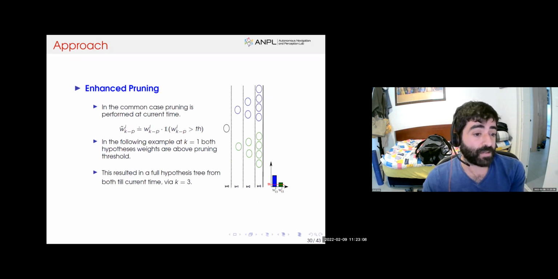The second aspect that we would like to talk about is enhanced pruning. In the regular case, pruning takes place by comparing the current weight with a given threshold. If the weight value is below this threshold, these hypotheses are pruned. As we see in the example here on the right, at k equals 1, all hypothesis values are above the given threshold. Therefore, a full spanning tree is created till k equals 3, which we can see here.